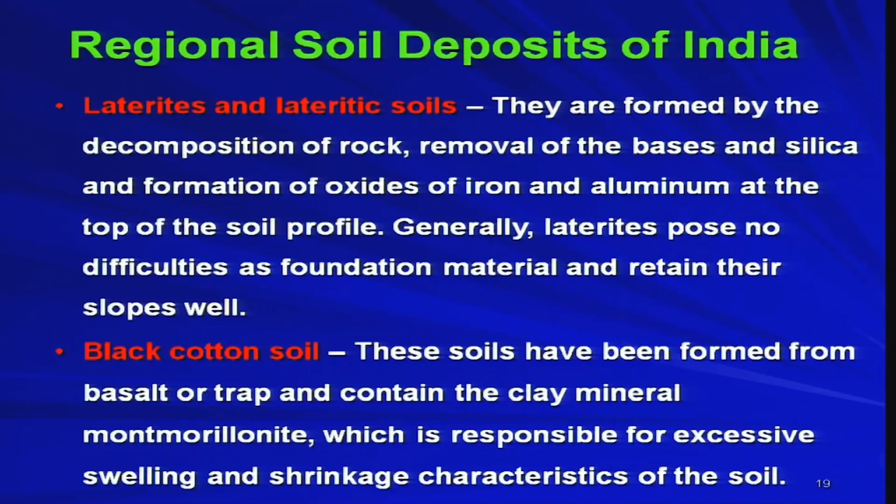Then coming to the black cotton soil, that is the most problematic soil in our country. These soils have been formed from basalt or trap and contain the clay mineral montmorillonite. At this moment I have not talked about the clay minerals, so it may not be clear to you what montmorillonite is. Of course, after subsequent lectures it will be clear to you. Clay is basically formed by different clay minerals, and one of them is montmorillonite, which is very problematic, particularly in any type of clay.